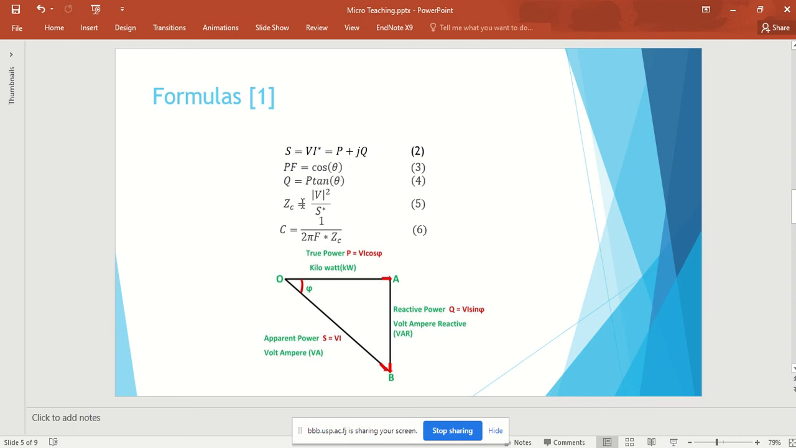The reactive power can be calculated as the real power times tangent theta. The capacitive reactance can be calculated using the absolute value of the voltage, V squared, divided by the apparent power conjugate. And then finally, C, the value of capacitance, equals 1 divided by omega, which is 2 pi times frequency, times the capacitive reactance found by equation number 5.